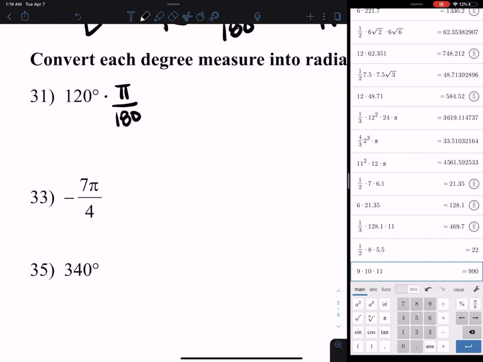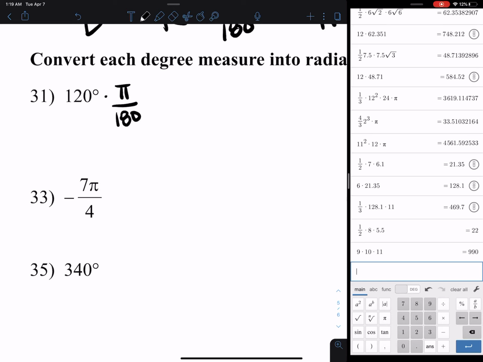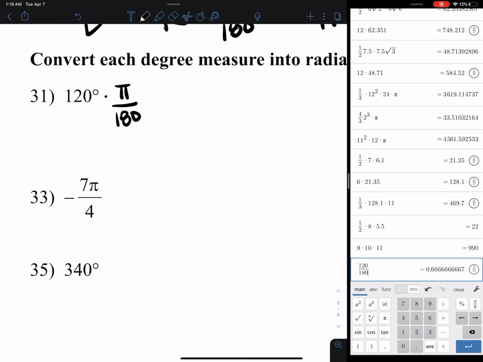So the easiest way to do this is on the Desmos Scientific Calculator. We can put this into a fraction. We don't want the pi in there because then it'll give us a decimal. So we just want 120 over 180. That tells us that it's 2/3. So this is just 2 pi thirds in radians.